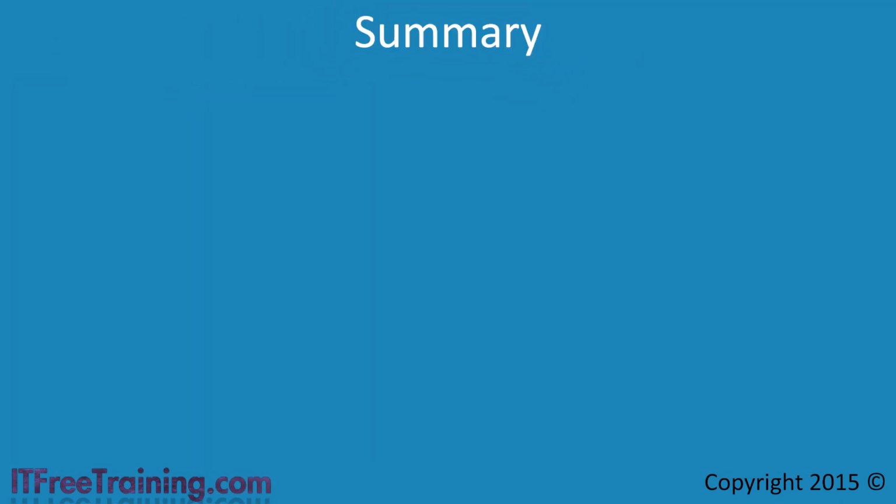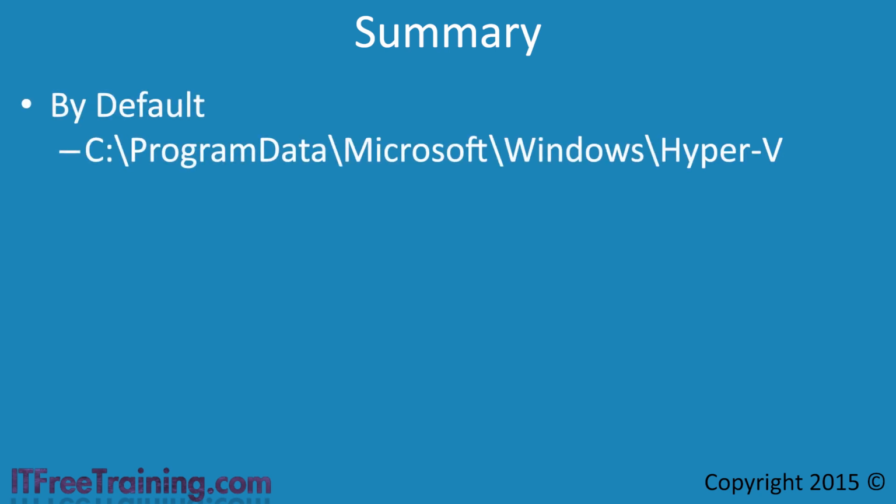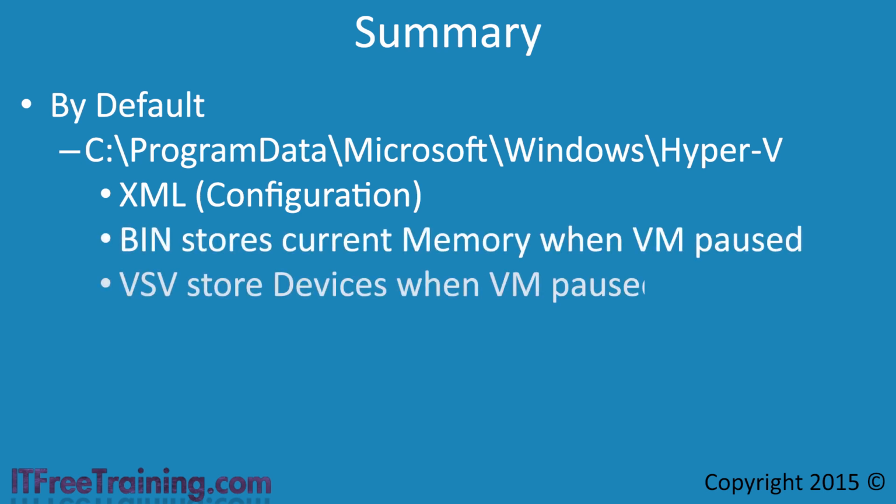To end this video, I will perform a quick summary of the major points. By default, the configuration files for virtual machines are stored in the following location. The main file is the XML file, which contains details about the virtual machines and also details about the checkpoints that are in use with the virtual machine. The folder also contains the bin and VSV files. These files are only used if the administrator pauses or saves the virtual machine, so you can see that the data that is stored in this file should be quite small.